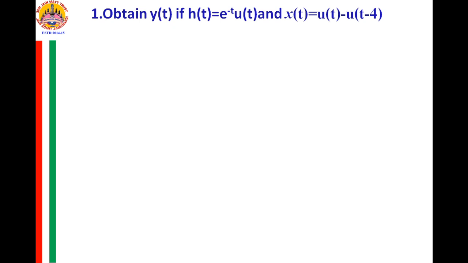So, we need to convolve this h of t with x of t and obtain y of t, the response of the system from this example. Since this is a continuous time signal, we need to evaluate the convolution integral. So, let us first sketch the signal x of t and h of t, as x of t is u of t minus u of t minus 4.